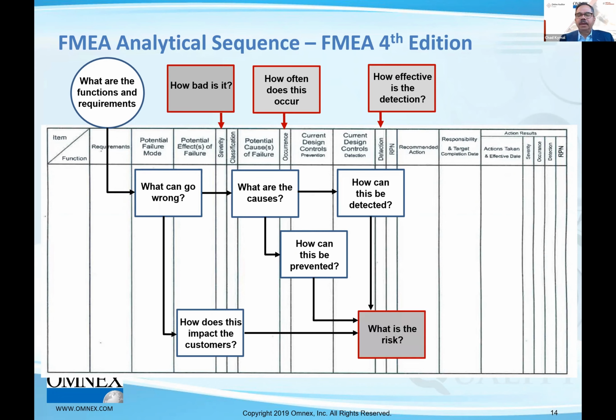What were our customers doing before the AIAG-VDA FMEA? They were looking at severity, because 8s, 9s, and 10s make the product really unsafe.